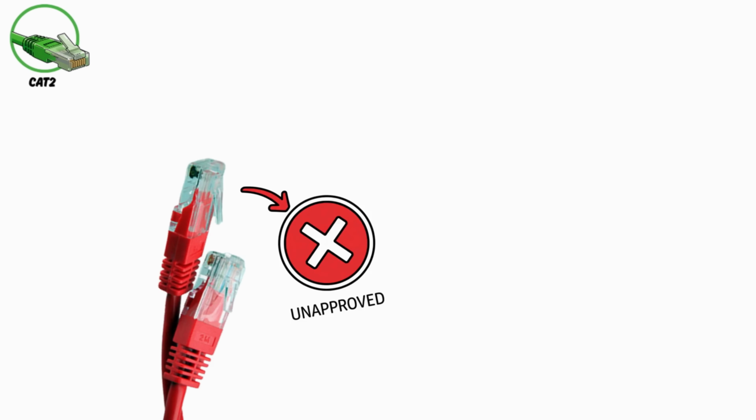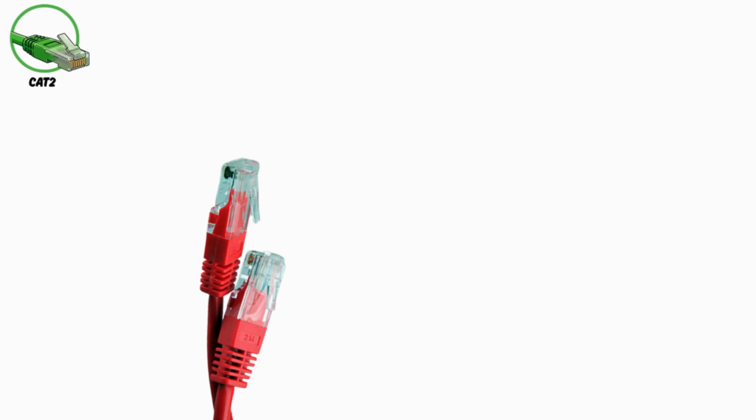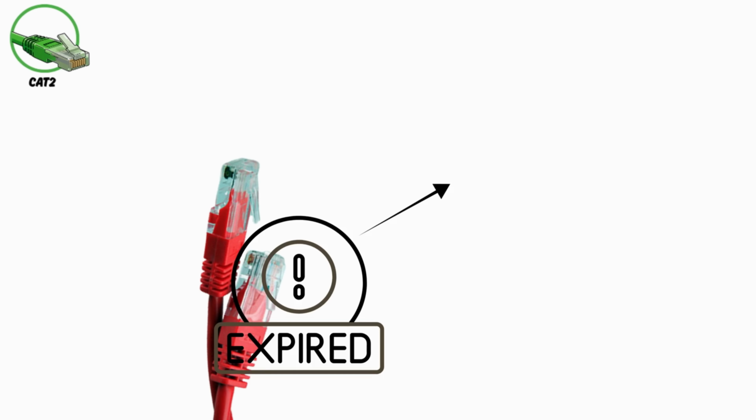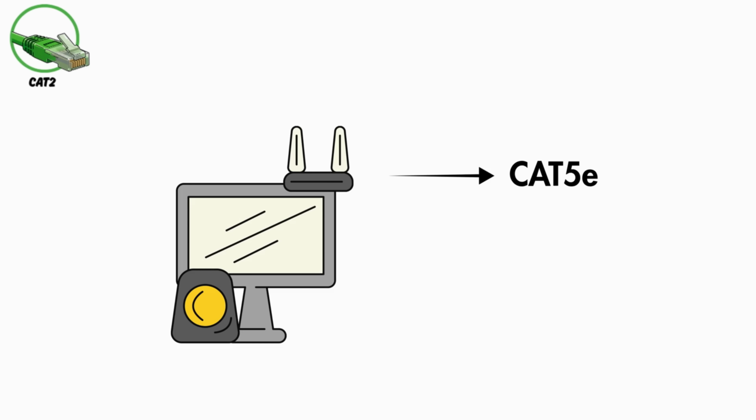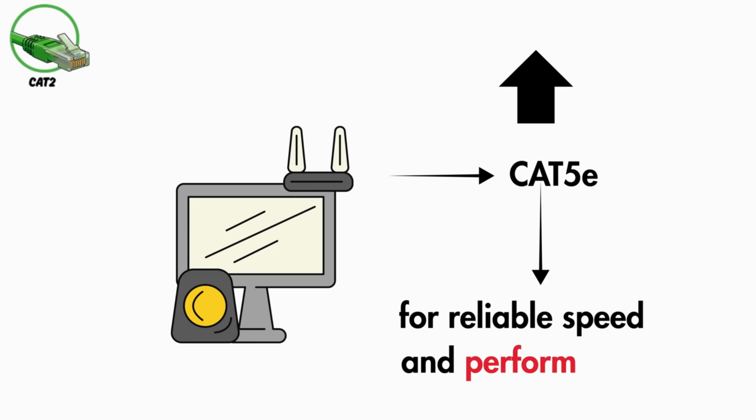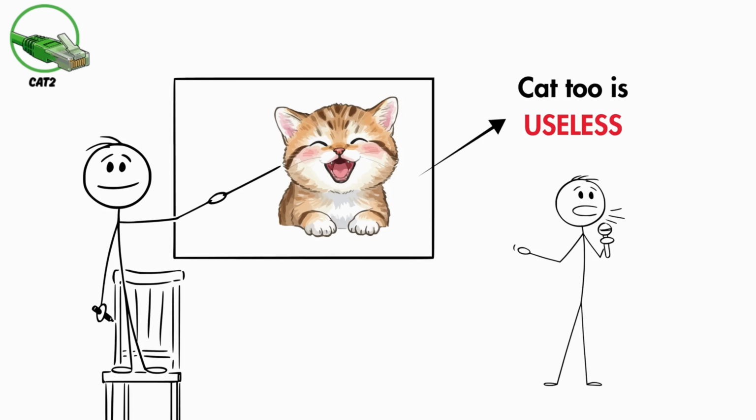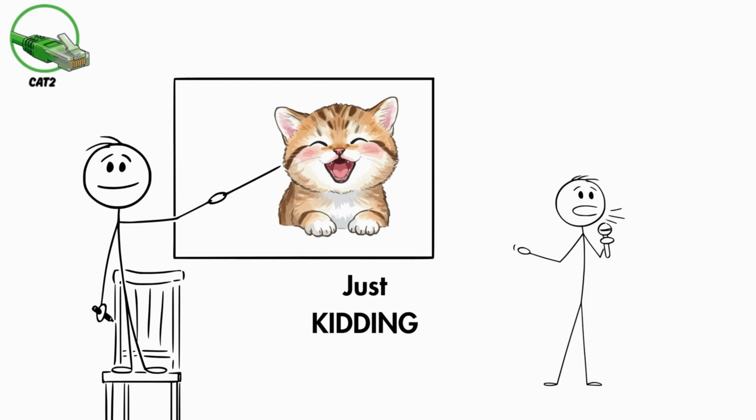It was never officially approved by networking standards like the TIA-EIA, so it wasn't designed for real Ethernet use. Today, CAT 2 is completely outdated and shouldn't be used for internet connections. Modern networks start at Cat 5e or higher for reliable speed and performance. In short, CAT 2 was a small upgrade in the past, but it's not useful anymore.